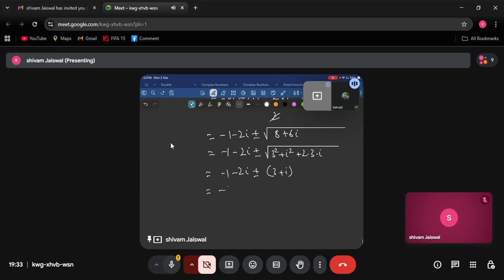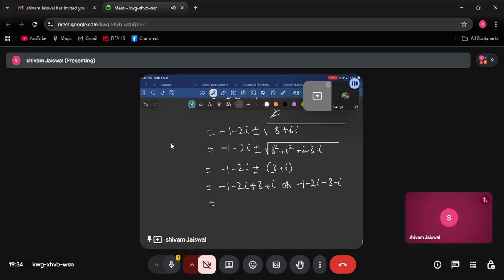So your answer is minus 1 minus 2 iota plus 3 plus iota, or minus 1 minus 2 iota minus 3 minus iota. This will become 2 minus iota, or minus 4 minus 3 iota. This is your answer.